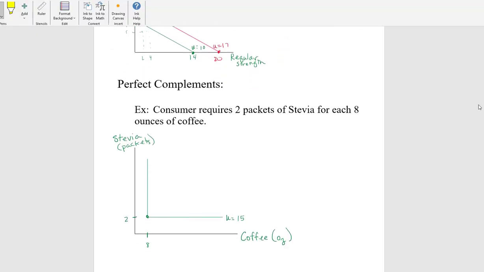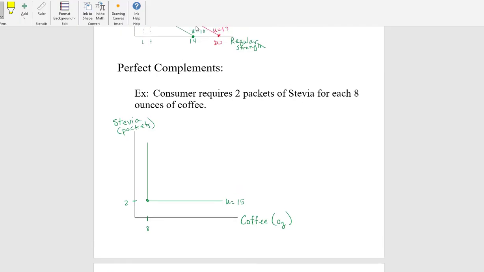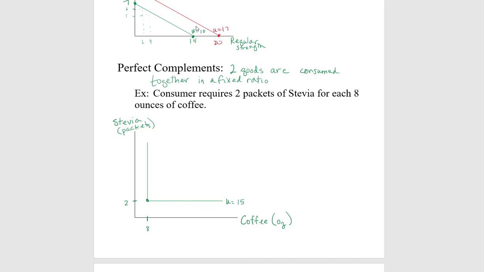Now let's look at the example of perfect complements. Perfect complements are two goods that are consumed together in a fixed ratio. Instead of in substitution for one another, they're consumed together. So I've used an example here from my own preferences. When I drink an 8-ounce cup of coffee, I require 2 packets of stevia. I don't really like the bitterness of coffee, so I have to have my stevia in it. But if there's too much stevia in it, it's too sweet and I don't like it.